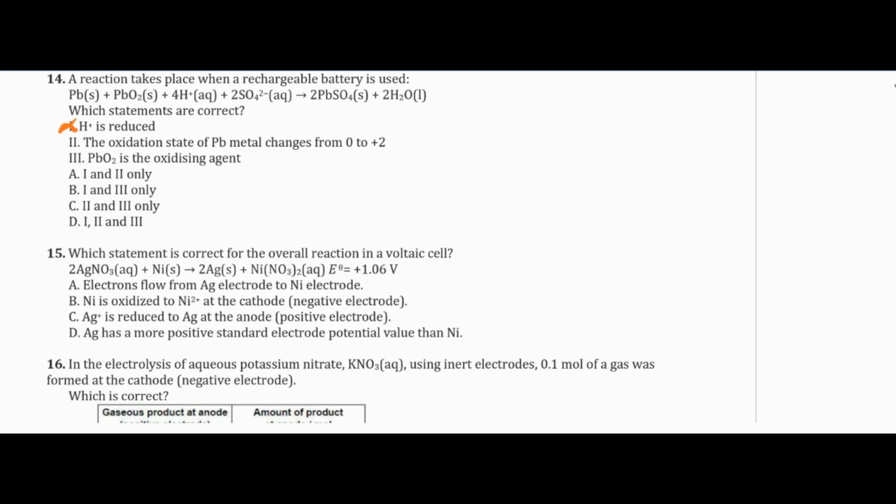The oxidation state of lead changes from 0 to +2. It's definitely 0 there. The sulfate ion is -2, which would make this +2. So that's correct. PbO2 is the oxidizing agent, so that would mean it is itself reduced. Well, this is -4, this is +4. If it goes from +4 to +2, it's definitely reduced. So that means it must be the oxidizing agent. So 2 and 3 is C.